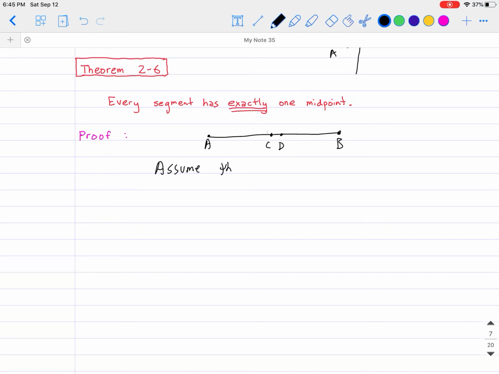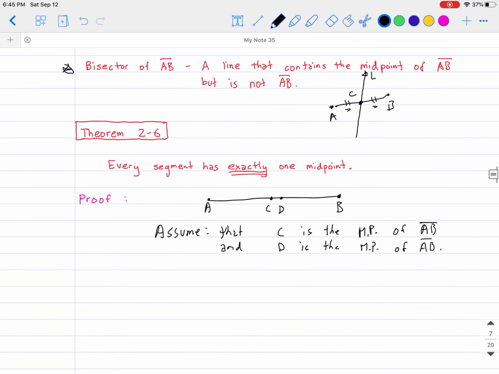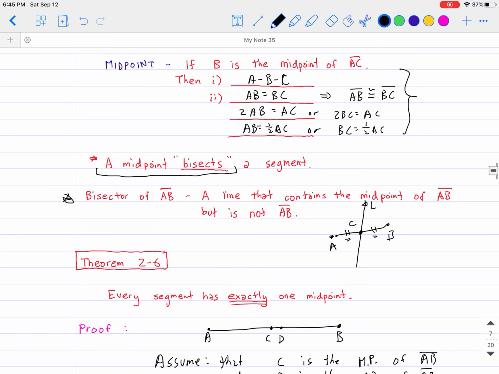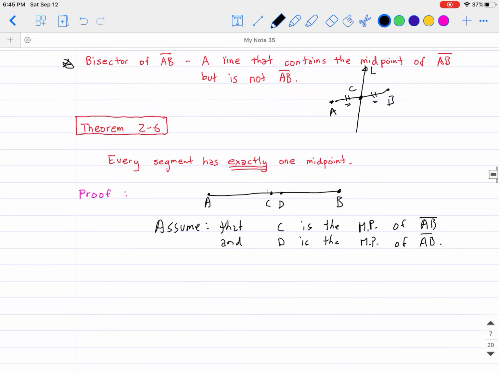So over here, let me just go ahead and erase that. I'm going to assume that C is the midpoint of AB, and at the same time, D is the midpoint of AB. Now with that assumption being made, let's go up to how we define a midpoint and see if we can play around with it a little bit.